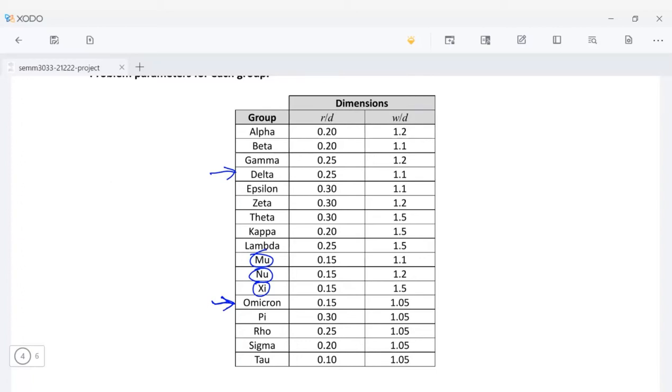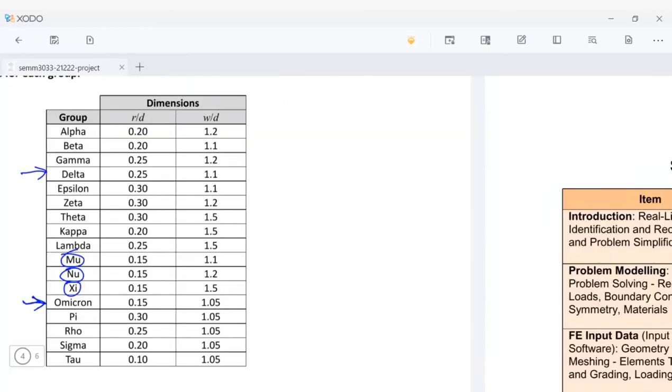So this is the total number of groups for our total number of students. Please follow this table for your group.